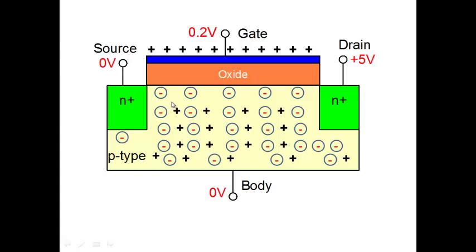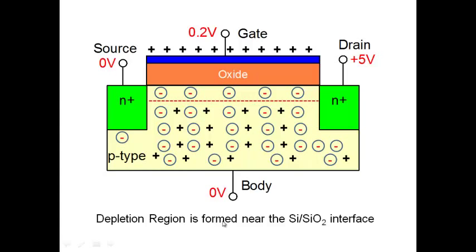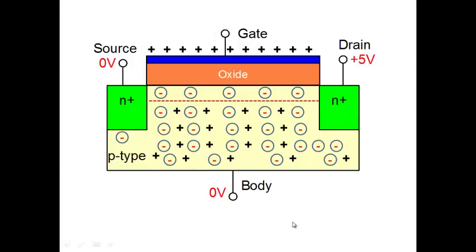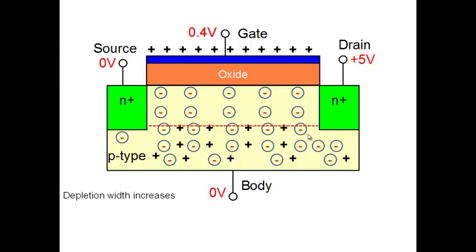Okay, so that's what you're doing. And so initially what is happening is you've reduced the number of holes at the surface. All right, so you can say you've depleted this particular region. This region doesn't have holes anymore. Okay, a depletion region is formed near the Si-SiO2 interface here. All right, now you apply even larger voltage here. Well, you're going to push away more holes. You're going to deplete an even larger part here. So with more holes pushed away, the depletion region will increase.